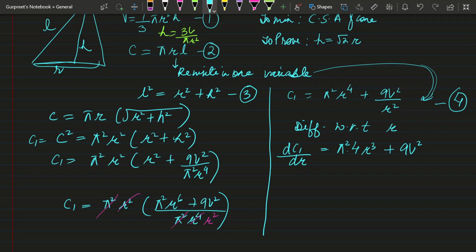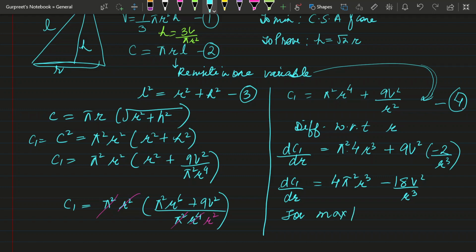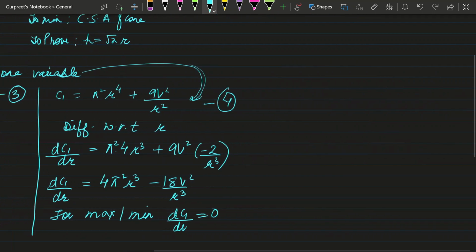Derivative of 1 upon R square means the derivative of R raised to the power minus 2. Apply the power rule over here. This is minus 2 upon R cube. Rewriting this, that is 4 pi square R raised to the power 3 minus 18 V square divided by R cube. For any maxima minima question, as I mentioned in the beginning, for maxima or minima, you put the first derivative equal to 0, which I'm going to do now.